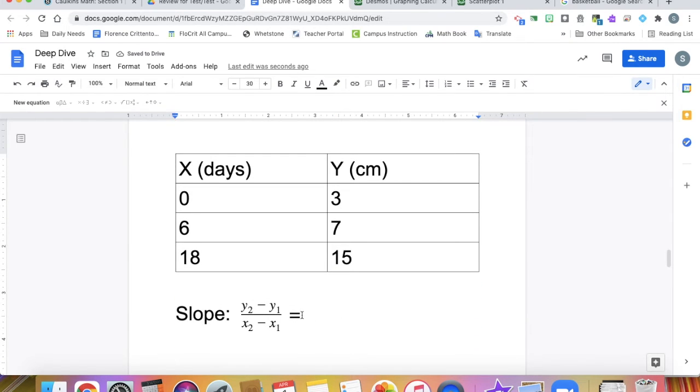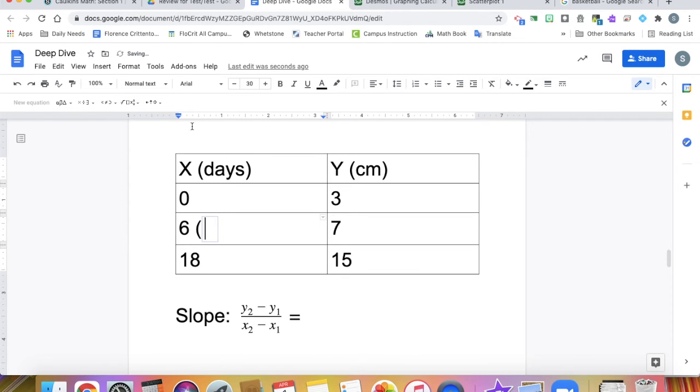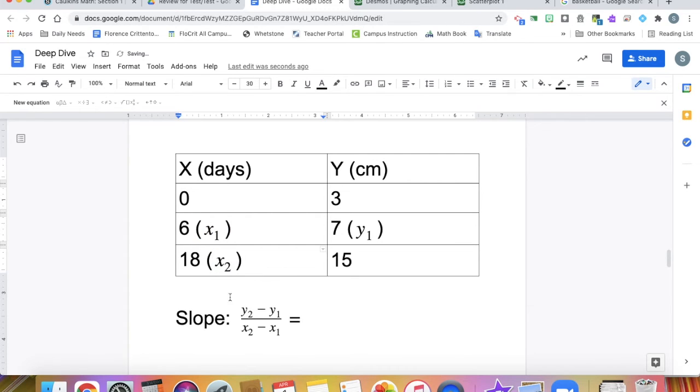And the formula to figure out your slope is you're going to pick one of your points to be your first point. Like let's say, oh, I want to do it between day 6, so I'm going to make this my first X, which means the 7 centimeters will be my first Y. Then I pick a different point. I could either pick the first one or the last one to be point 2. I'm going to go ahead and go with the last one. So this would be my second X, and this would be my second Y.